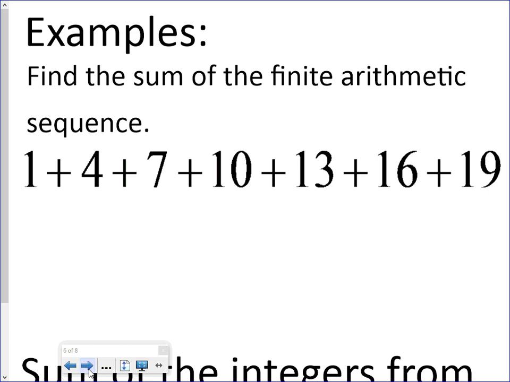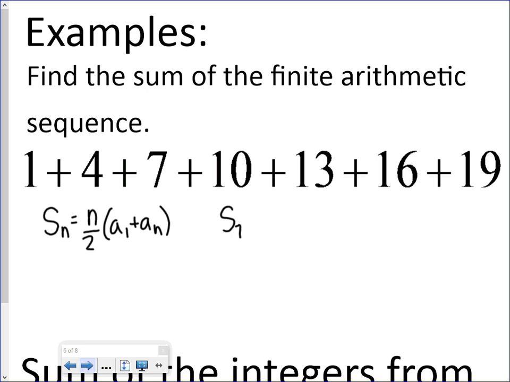We'll look at the first one. Find the sum of the finite arithmetic sequence. Finite meaning it has an end. Notice that after 19 it doesn't say plus dot dot dot. And so I'm going to use that formula that we just had on the previous slide. S sub n equals n divided by 2 times the quantity a sub 1 plus a sub n. I'm going to think about, do I know what those things are? So n is the number of terms I want to add. And if you count these terms, 1, 2, 3, 4, 5, 6, 7, I have 7 terms to add.